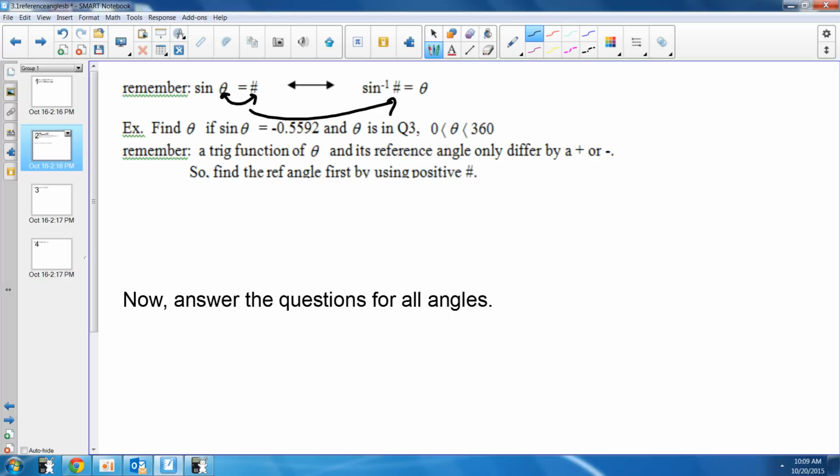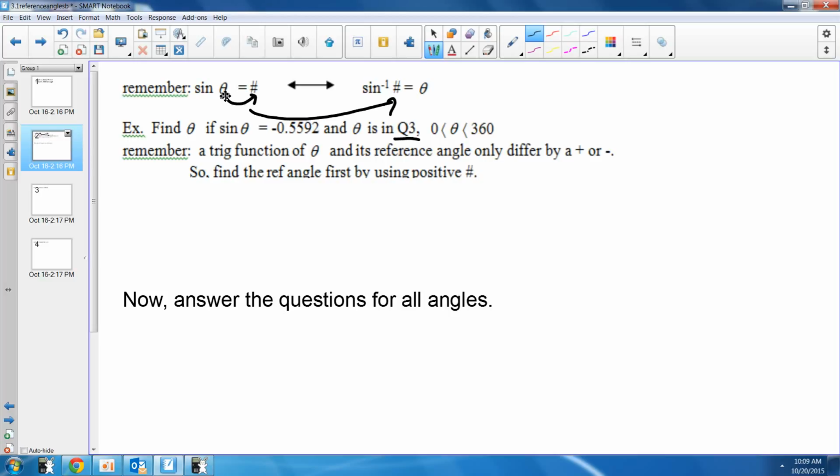So what we have is find theta if sine theta is equal to a negative 0.5592 and theta is in the third quadrant. And we also know that theta is between 0 and 360 only. That's the question we're working with. The goal is to do this.